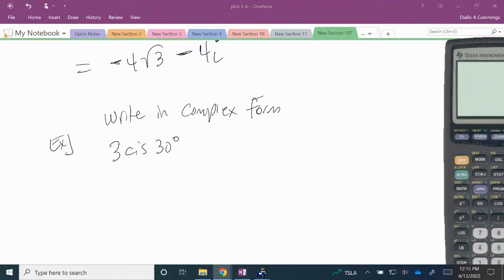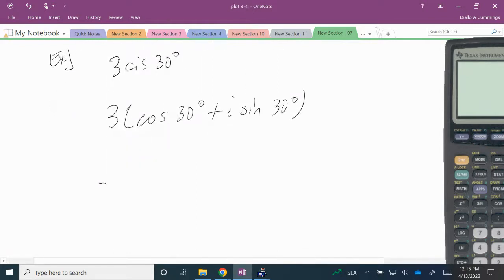All right, so let's take a look at the solution. Here we have 3 cis 30 degrees, but I'm going to take it out of this compact form and write it as 3 times the cosine of 30 degrees plus i times the sine of 30 degrees. So I'm going to look in the unit circle and find the sine and the cosine for 30 degrees.